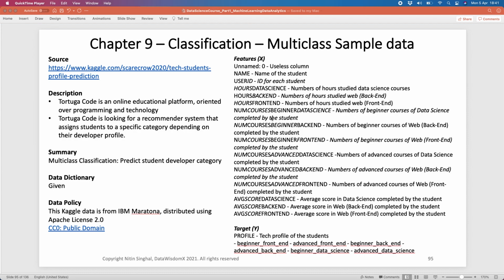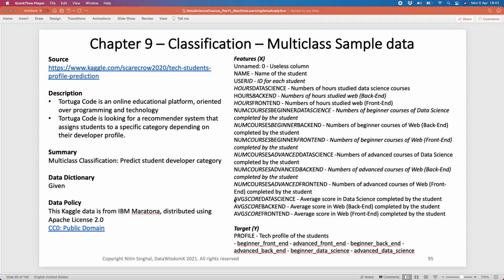So, what it does is it uses all this information, which are your X independent variables, and you have things like what were the beginners and advanced courses they took in each category, how many hours they studied for each category, like data science, web backend, web front end, and then what were their average scores in the tests for each category. And using this information, you're now trying to build a recommender system which predicts the categories for these students for these different skill sets. So whether you are a beginner or an advanced data scientist, web front-end engineer or a back-end engineer.